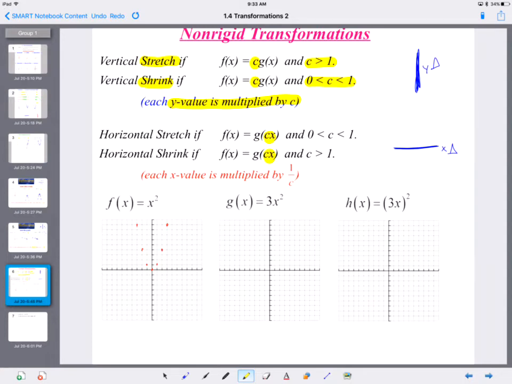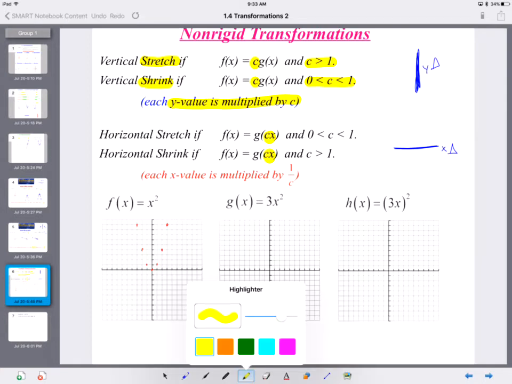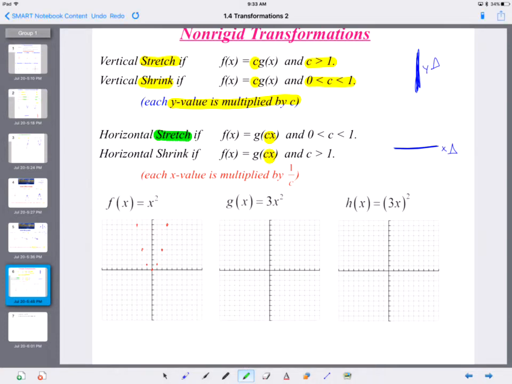Now with a horizontal stretch and shrink, if you look at these two, the stretch of a vertical was greater than 1, but the stretch of a horizontal is actually between 0 and 1. But here's the difference. Each x value is multiplied by 1 over c. So if c is 1/2, we're going to multiply the x value by 1 over 1/2, which is 2. So that's why it's getting stretched out.